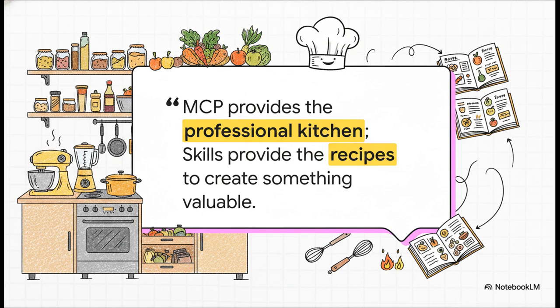I love this analogy because it just makes everything click. MCP gives you a professional, fully stocked kitchen. You've got all the tools, all the ingredients. But the skill, that's your recipe book. You need both to cook a 5-star meal reliably every single time. The kitchen alone just isn't enough. You need the expertise from the recipe.